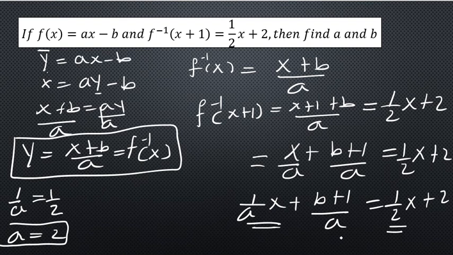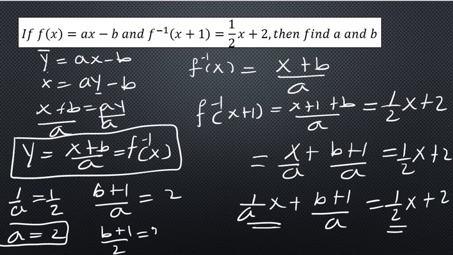Then we have got the a. What about the b? Again, the constant term to the left side is equal to the constant term to the right side. So we can say b plus 1, the whole over a, is equal to 2. But the a value is already 2. So b plus 1 over 2 is equal to 2. Then by crisscross, we can get the b value. We can finalize it: 4 minus 1, which is going to be 3. So this is the value of b, and that is the value of a.